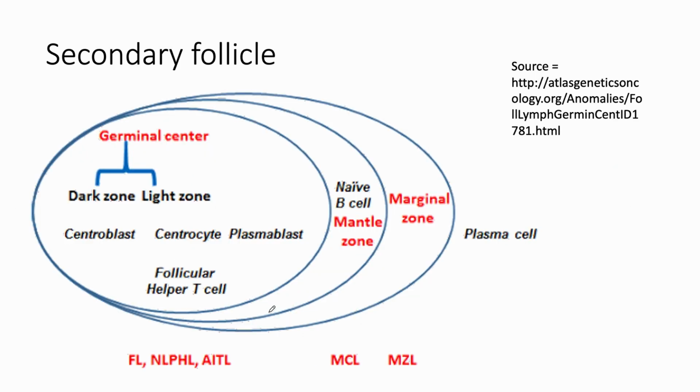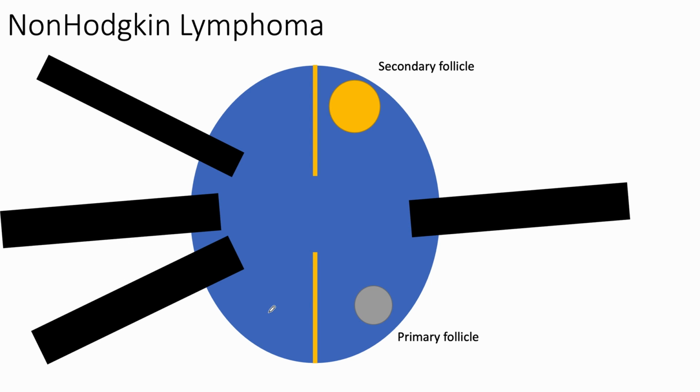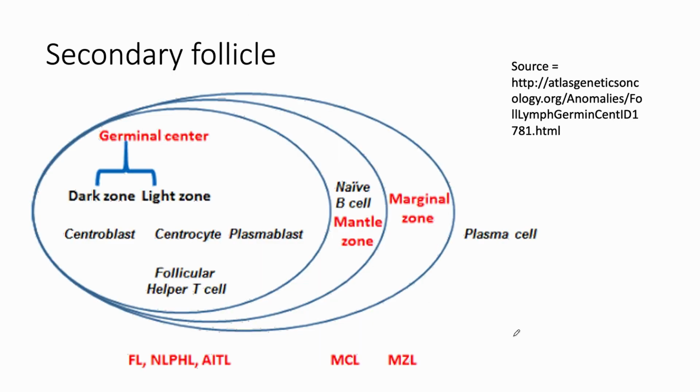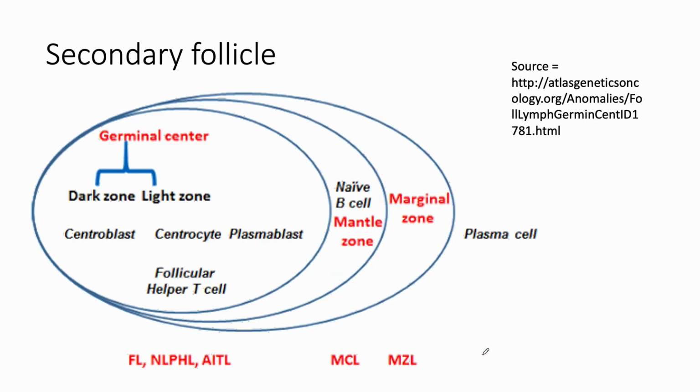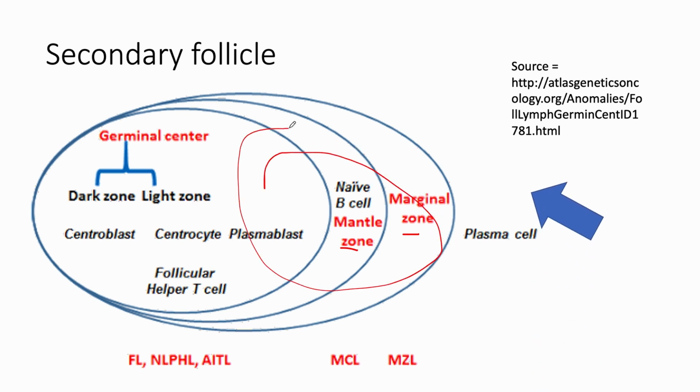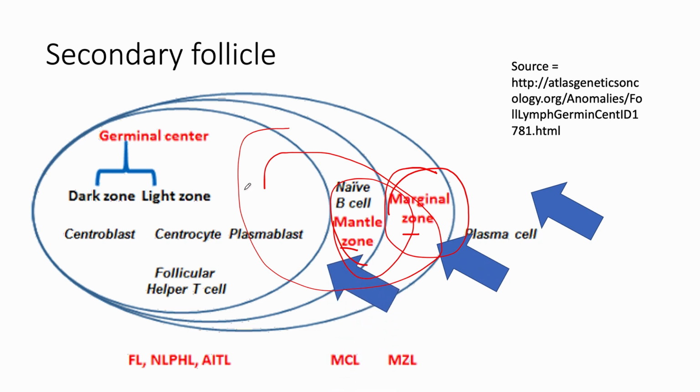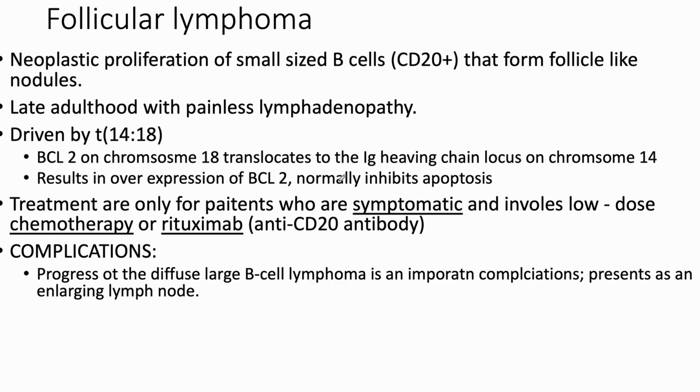So yeah, non-Hodgkin lymphoma. What's the deal over here? We're going to have to do it like this. In non-Hodgkin lymphoma, we have a secondary lymph follicle and a primary follicle. Primary follicles we can just forget about, and in the secondary follicles, let's get into it. Over here we have a marginal zone, a mantle zone, and then the whole thing itself is follicular. When we have a marginal zone lymphoma, the tumor will be here. When we have a mantle zone lymphoma, the tumor will be here, and when we have a follicular tumor, it might be over here.